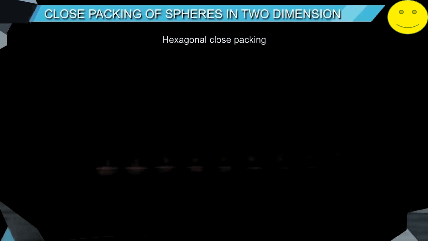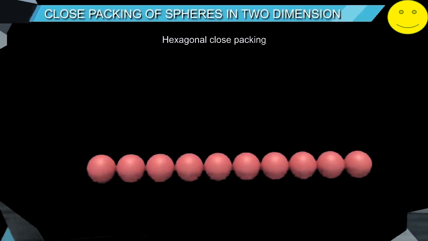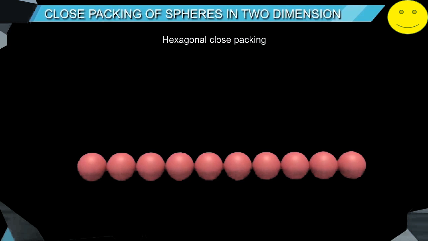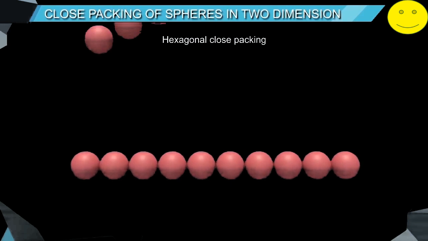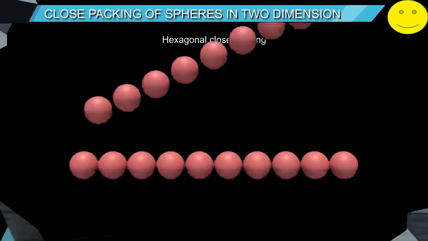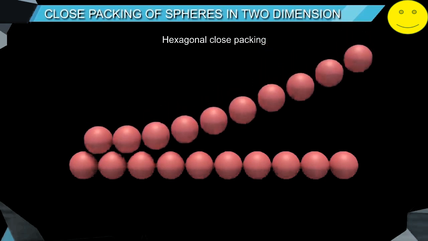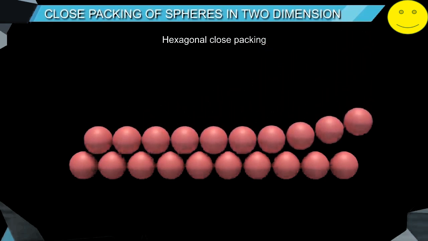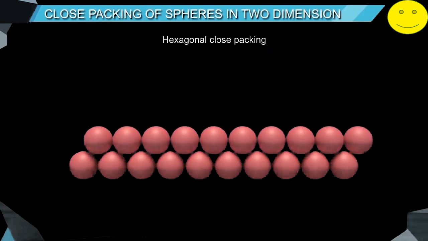Hexagonal close packing. In this type of packing of spheres, the second row of spheres is placed in a staggered manner such that the spheres fit in the depressions of the first row. If we call the first row A type, then as the second row is different from the first row, it can be called a B type.